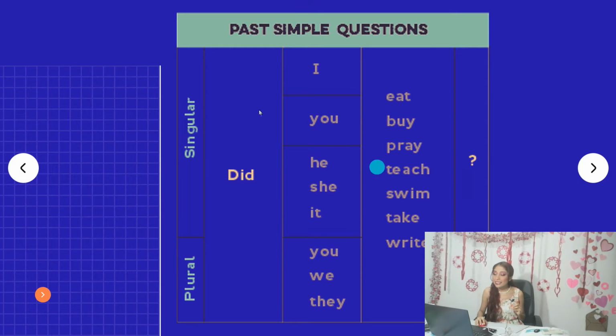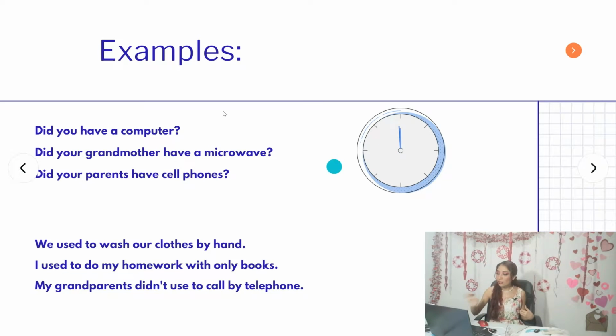For example, did he pray? So even if it's a third person like he, she, it, the formula is going to be the same in a question. So let's see, what about some examples?